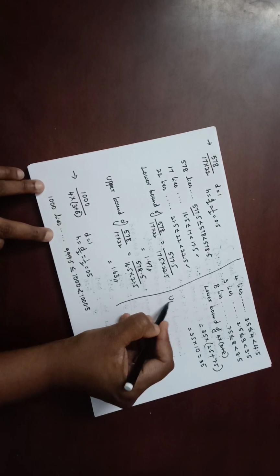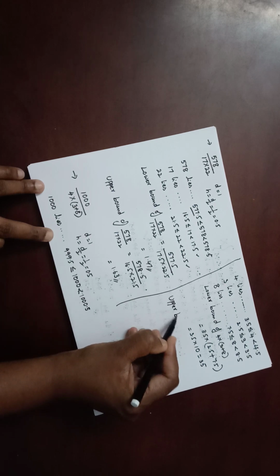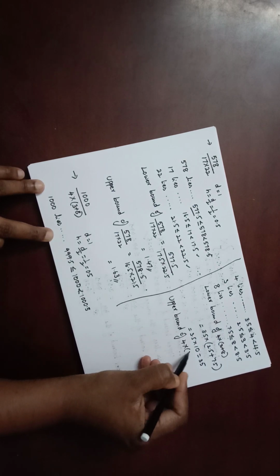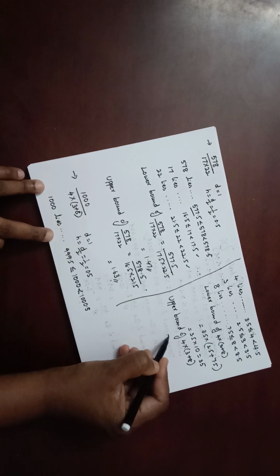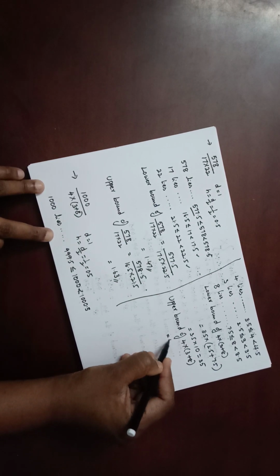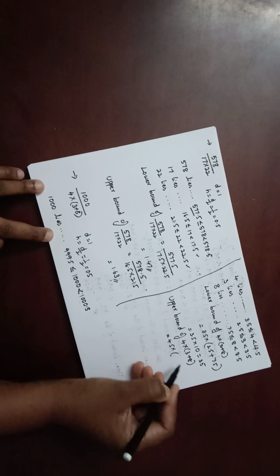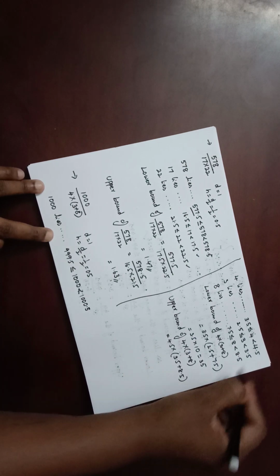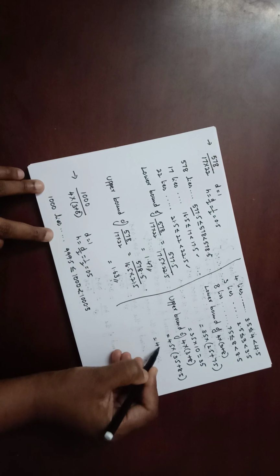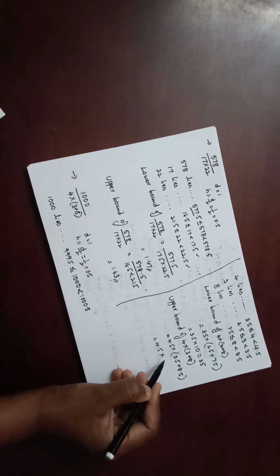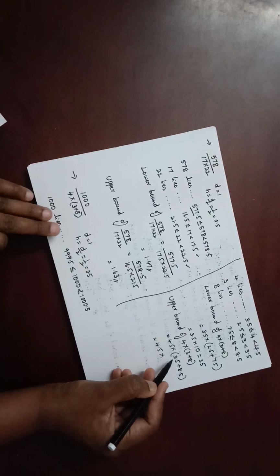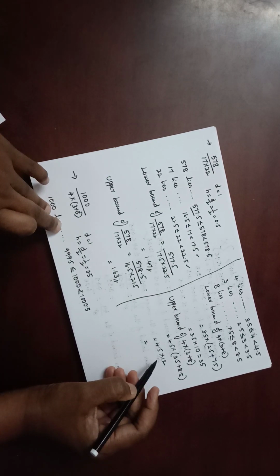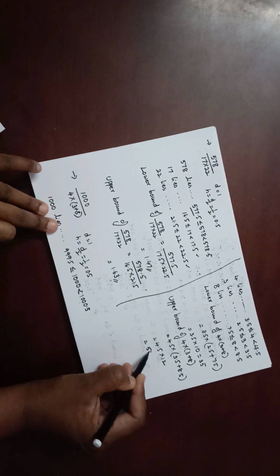Now upper bound of the denominator. Upper bound of again 4 into 3 plus 8 denominator value. So upper bounds now you should take 4.5 into 3.5 plus 8.5. So 4.5 into, if you add these two, you will get 12. So 4.5 into 12, the value is here 54.